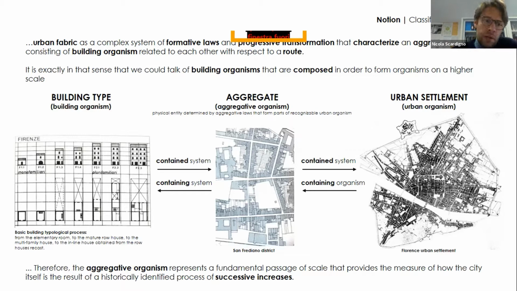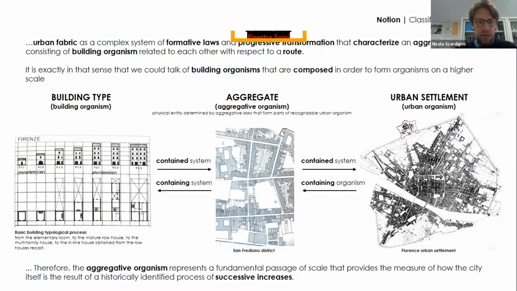Let's see this scheme where we can see the aggregate in the middle part, the aggregative organism, which represents a kind of mediator built entity with respect to the building type and the urban settlement. So we can see that the aggregate represents, with respect to the building type, the containing system, while the building type with respect to the aggregate is the contained system. At the same time, the aggregate represents, with respect to the urban settlement, so the urban organism, a contained system, while the urban settlement represents, with respect to the aggregate, the containing organism.